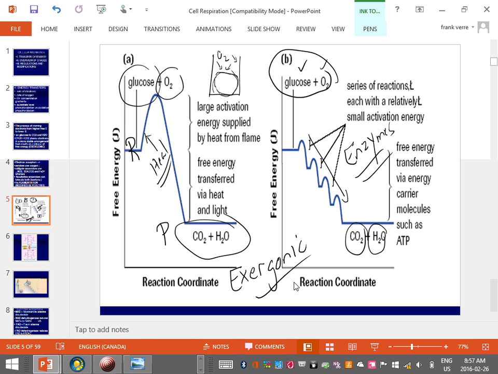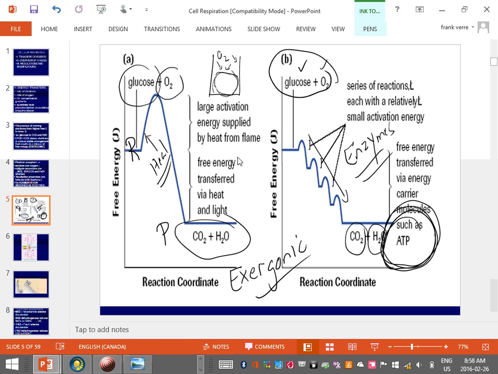Okay? Now, it's pointless to release energy unless you capture it. So, what's the molecule that captures the energy that we release? What's the molecule that we're trying to make in respiration? It's this one right over here. ATP. Okay? So there's no point in releasing energy unless you're going to capture it. We're going to try to capture it in the form of ATP.